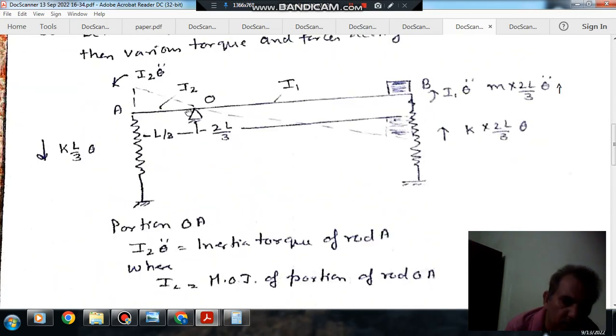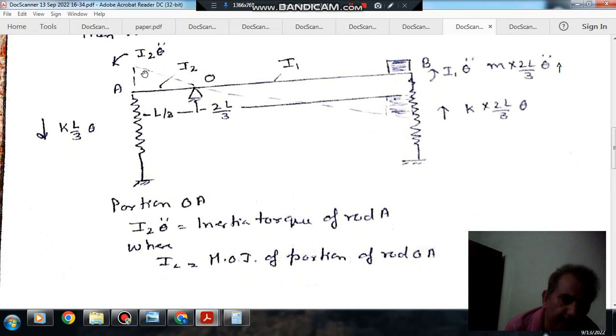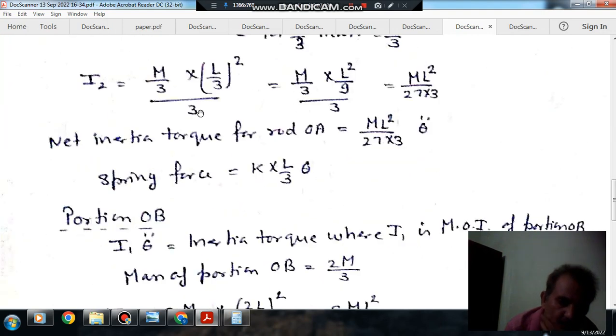Now take moment about point O. All the forces and all the torques about point O are in the clockwise sense. This is clockwise, this is clockwise, this is clockwise, this is clockwise, so they get added. So I2 theta double dot plus k L by 3 into theta into L by 3, plus I1 theta double dot plus m into 2L by 3 into theta double dot into 2L by 3, plus k into 2L by 3 into theta into 2L by 3. So they get added.